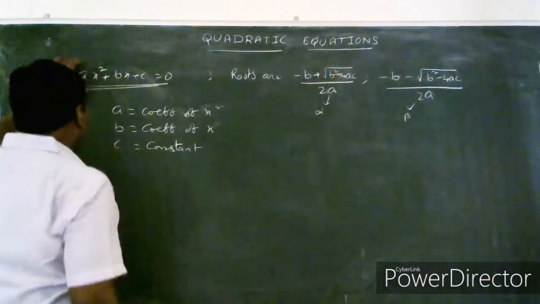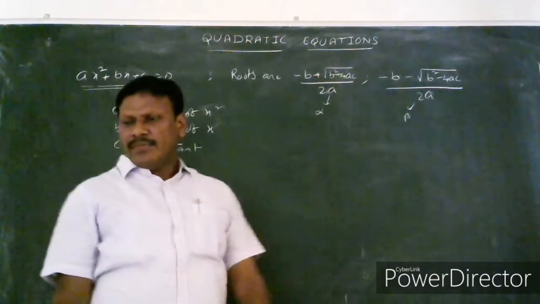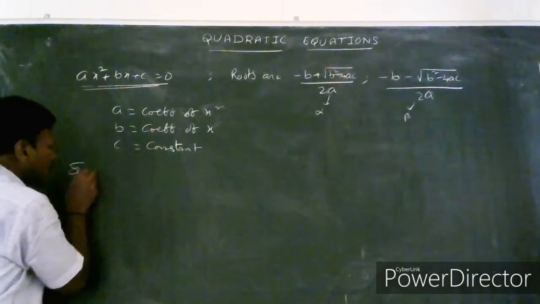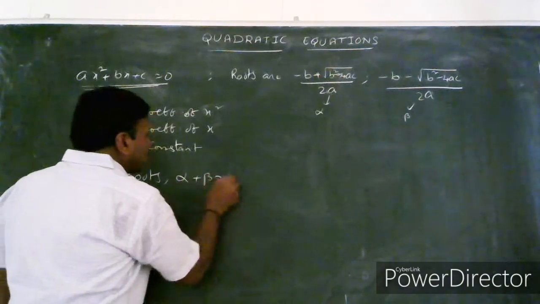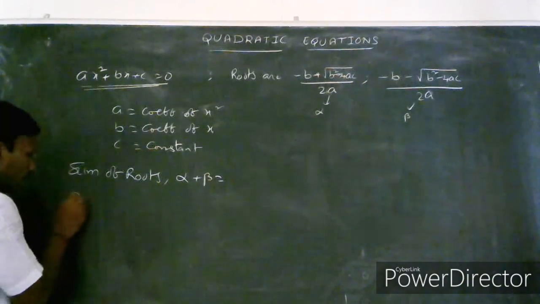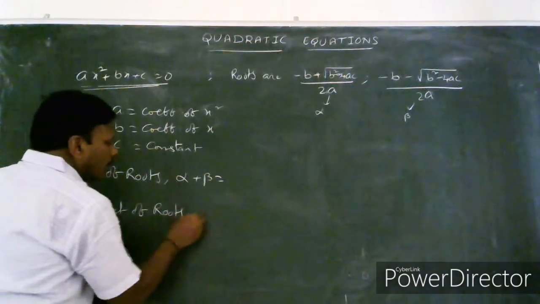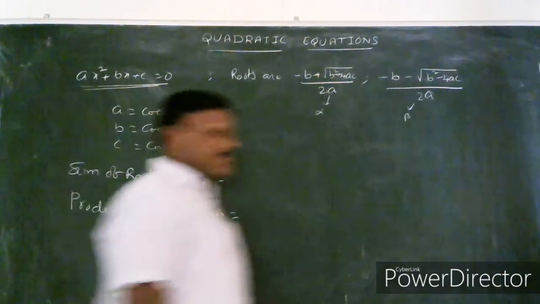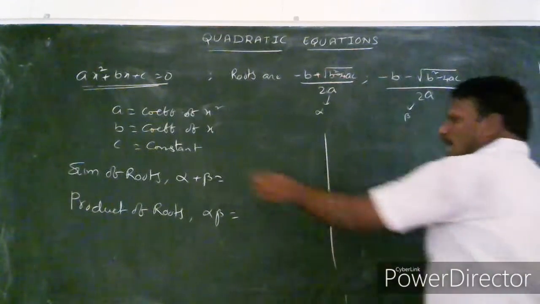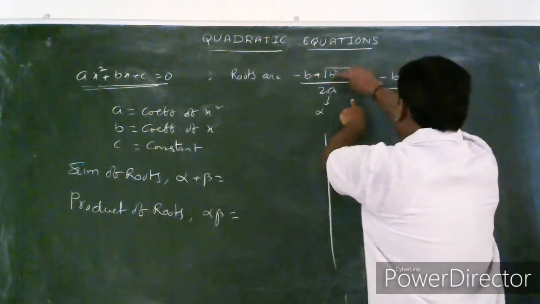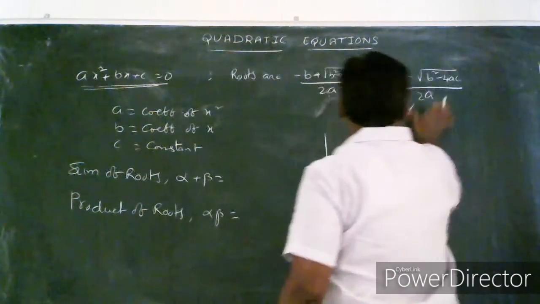So if alpha, beta are roots of ax square plus bx plus c is equal to 0, then sum of roots alpha plus beta is equal to, and another one, product of roots alpha beta is equal to. First we do the calculation at this place. Alpha plus beta means add these two. One is alpha, another one is beta. So I remove this alpha and beta here.